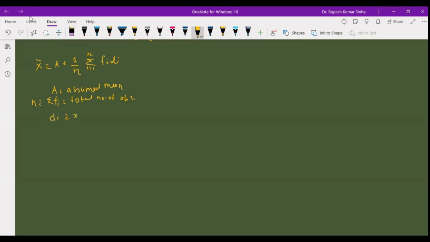xi minus A, that is we are taking deviation for each of the values. So we are taking out the assumed mean from the given value. So this is the formula for the assumed mean method. Now let us see how to solve a problem using this method.